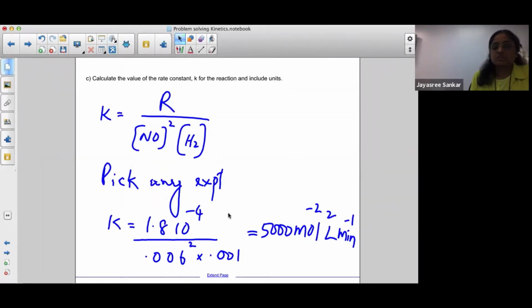So I'm substituting the values. The R value is 1.8 times 10 to the power minus 4. And the NO concentration is 0.06 squared. And hydrogen concentration is 0.01. So that gives me 5,000 moles to the power minus 2, liter squared, minute to the power minus 1. So that's the rate constant for this particular reaction. So once you have the rate, you will be able to calculate K using any specific experiment from the data.